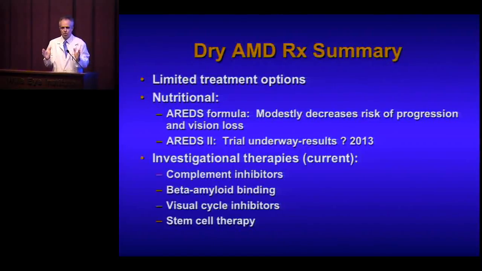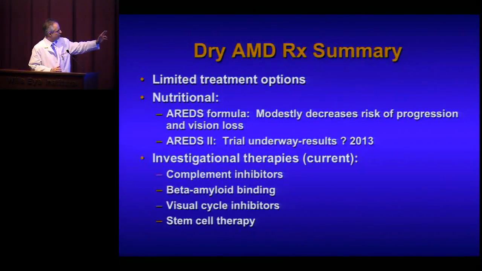There's a whole host of ways you could potentially intervene to help slow the progression of dry AMD, and that includes inhibiting the complement cascade to some degree, because complement has been strongly implicated in the pathophysiology of AMD at all stages. So complement inhibition might be beneficial.